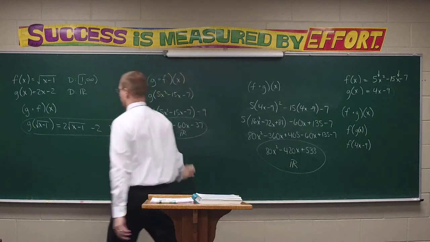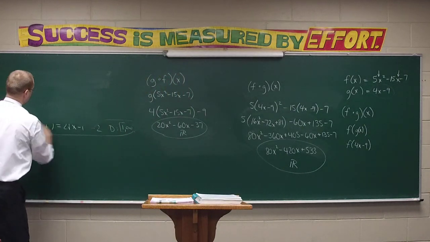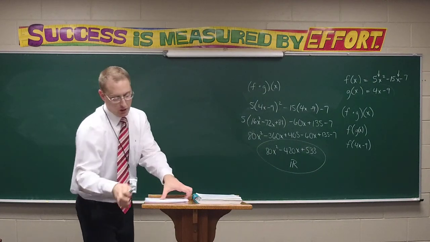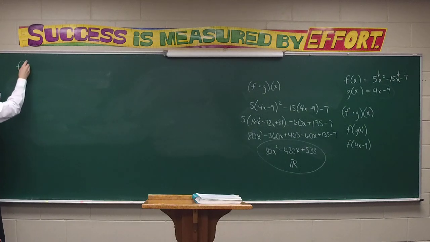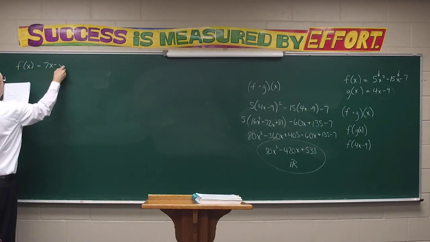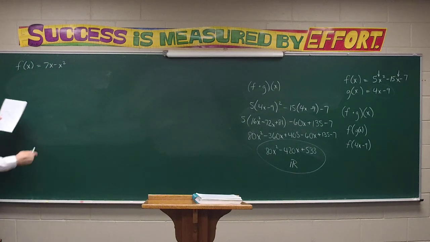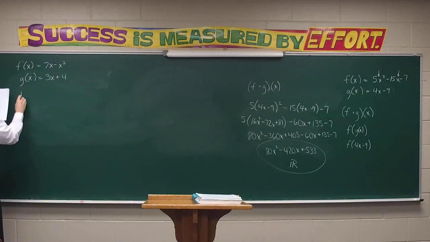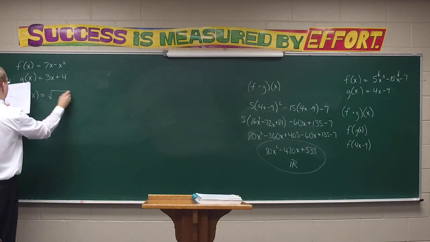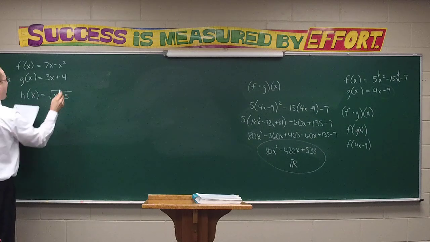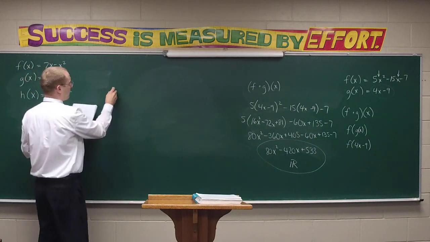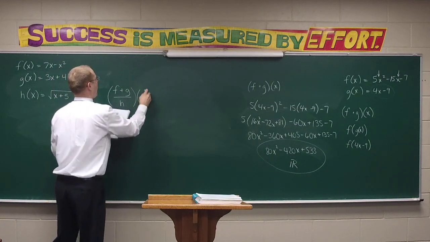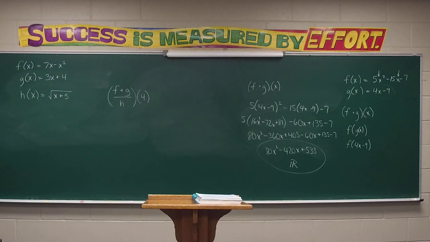Let's do a little bit more classwork, practicing with our functions. I'm going to give you three functions. Let's start with the function f of x is 7x negative x squared. And yes, I'm still on the screen. Let's take a function g of x is 3x positive 4. Let's find a function h of x, and that's going to be the square root of x plus 5. I'm going to do all evaluations here, so do these the fast, easy way, for pity's sakes. F plus g over h of 4 is where we'll start.